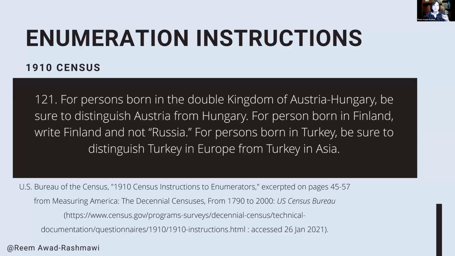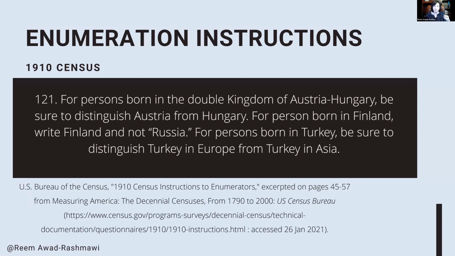The enumeration instructions for the 1910 census had people who were born in Turkey, which was the Ottoman Empire at the time, but they didn't call it that, they called it Turkey, distinguish between Turkey in Europe and Turkey in Asia. So her distinction is saying that she is part of Turkey in Asia, which is the Arab world, mostly; there are other parts, but that's what they're looking at. So when they put it down like that, it's a distinction.